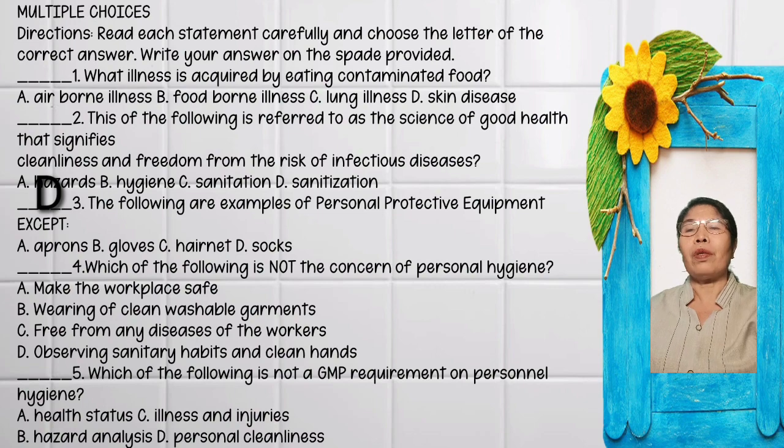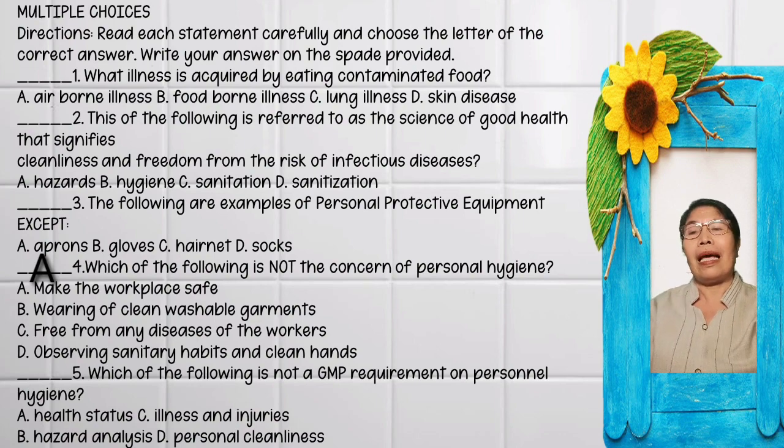Number 4. Which of the following is not the concern of personal hygiene? Is it A. Make the workplace safe? Letter B. Wearing of clean, washable garments? C. Free from any disease of the workers? Or letter D. Observing sanitary habits and clean hands? What's the answer? Very good. The correct answer is letter A. Make the workplace safe.